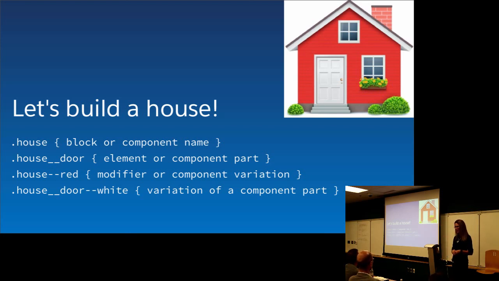Then we have a modifier, which is separated with two dashes. So our house is red, so we know that this dash means that that is modifying our component. And we can also have variations of component parts. So we could say house has a door and the door is white. So that's a variation on a component part. And once you really get used to this system, it's so much easier to just look at a component and understand what all these classes are doing.